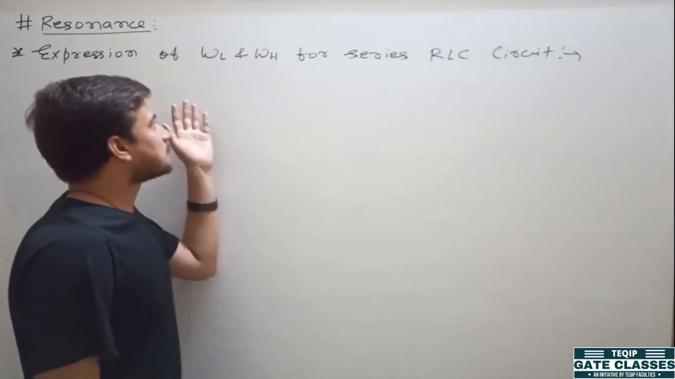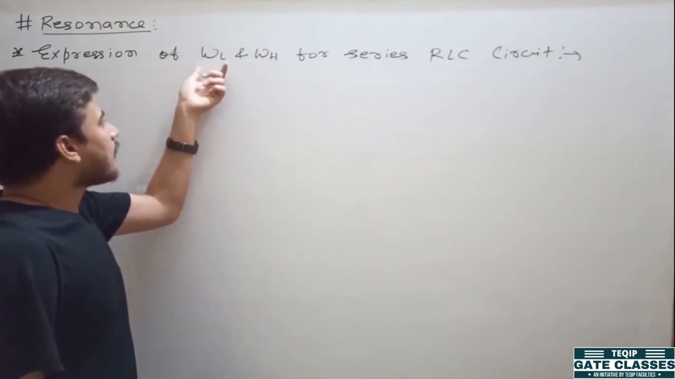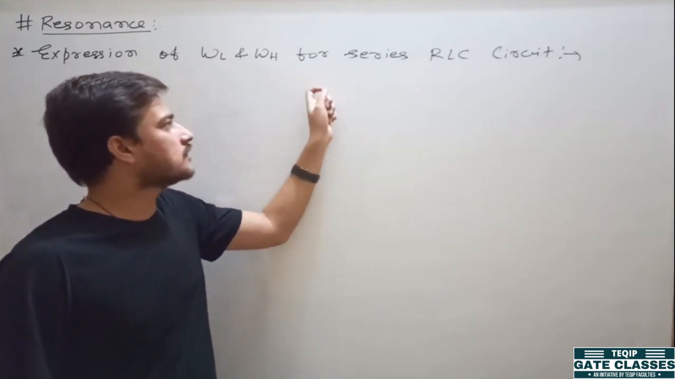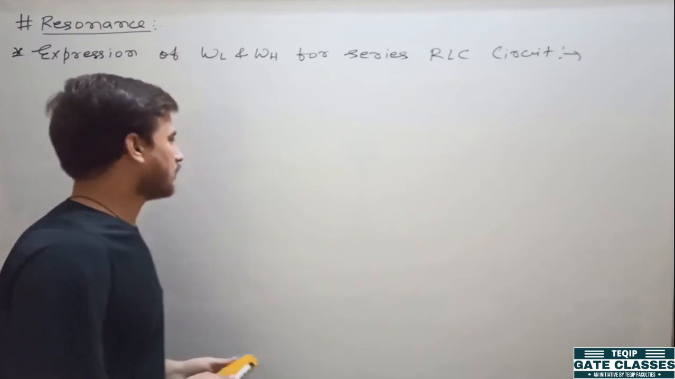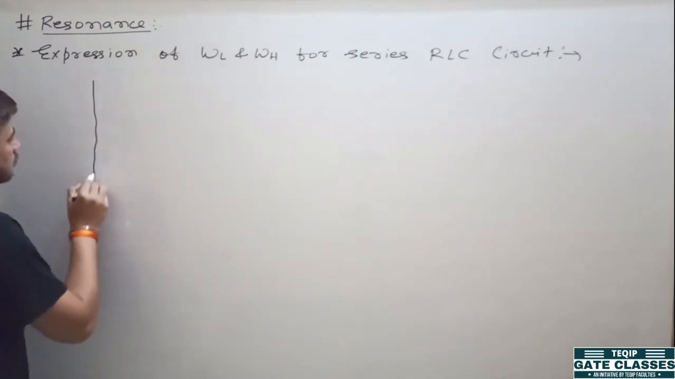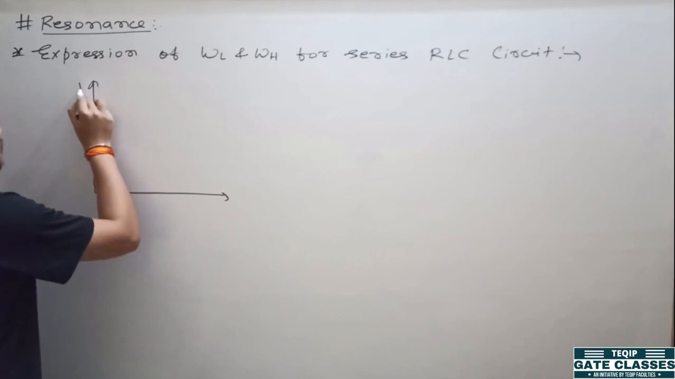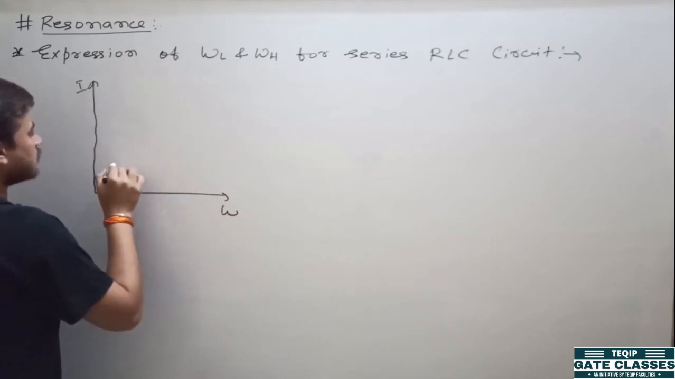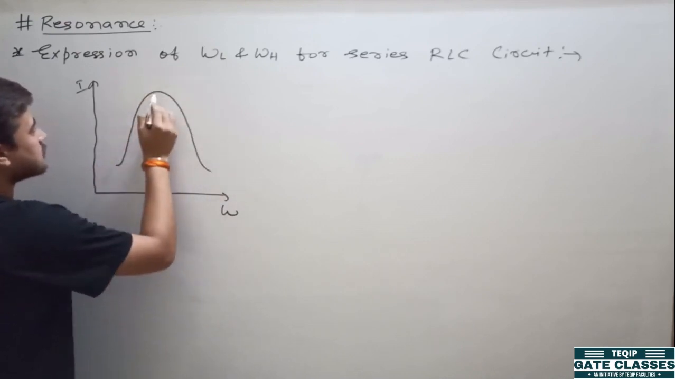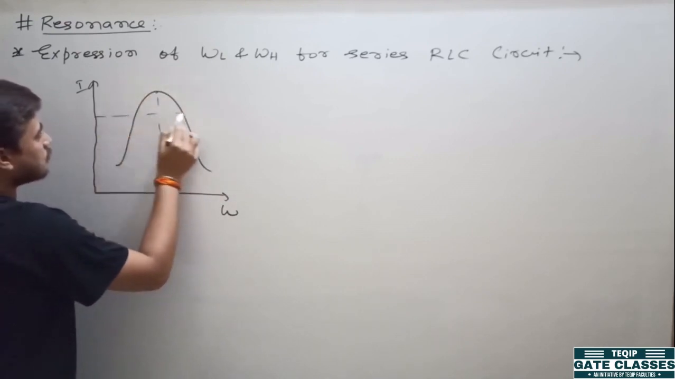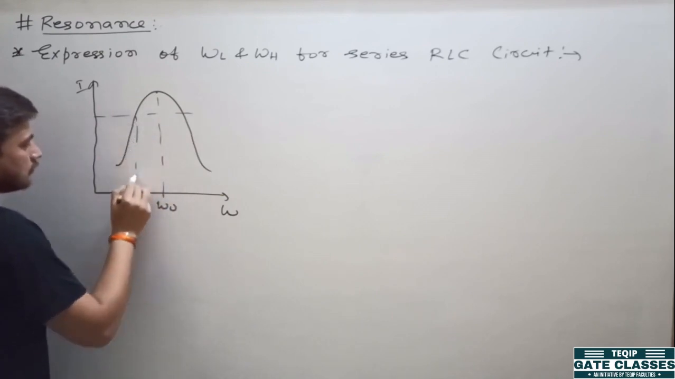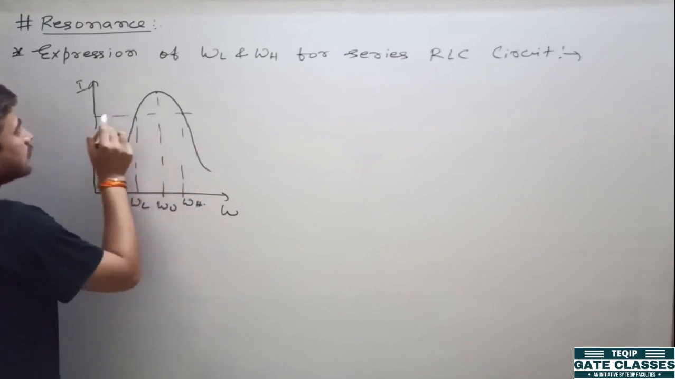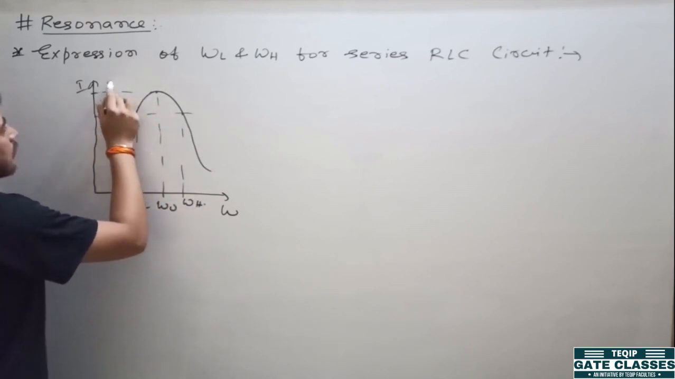We have to derive the expression of omega L and omega H, that means lower cutoff frequency and upper cutoff frequency for series RLC circuit. So first let me draw the graph. This is current versus omega. Here you saw that the graph was like this, and this is your omega naught, this is your omega L, this is your omega H. Clear? And at this point your current is I naught.